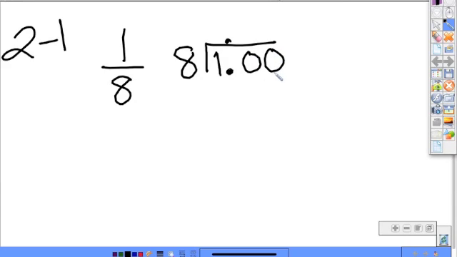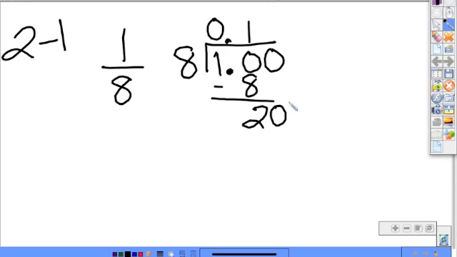Always add at least 2 zeros after the decimal point just to make it even. 8 does not go into 1, so we're going to put a 0 there. 8 does go into 10 one time. Okay? So we bring down an 8 and we subtract. 10 take away 8 gives us 2 and bring down the 0.